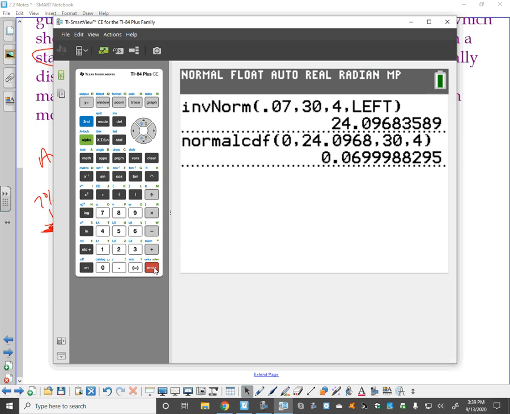So here we go. To be clear, a normal CDF finds the area under the curve. The inverse norm finds the place that will cut off a given area. Inverse norm is when I have the area, I just need to know where to slice it. Normal CDF says, I know where I'm slicing it, I want to know how big the slice is. What is the area of the slice?